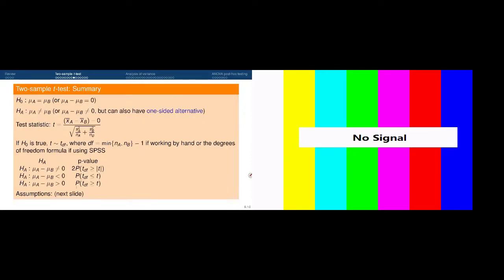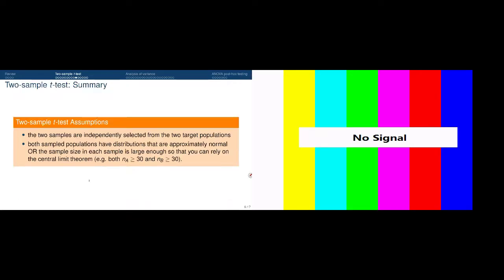All right, so in summary, just like the other tests we've looked at, we've got the null and alternative, the test statistic. We then look at determining the null distribution, and then we calculate our p-value, which is done differently depending on whether we're doing a one-sided or a two-sided test. And then our assumptions are basically the same as for a one-sample t-test.